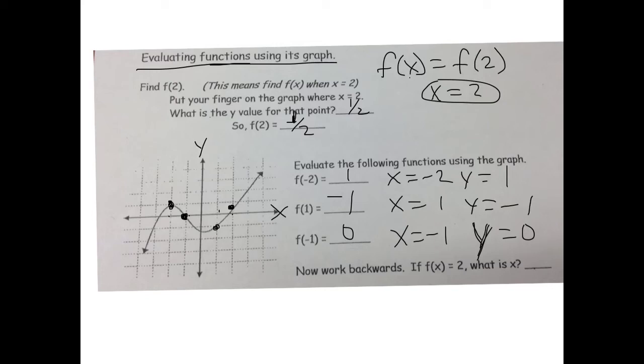Now it also works backwards. Remember that f of x is also y. So when y is 2, what is x? So a y of 2 is up 2. Then I go across to find the graph. It's right there. And down to find my answer, 1, 2, 3. When y is 2, then x is 3.